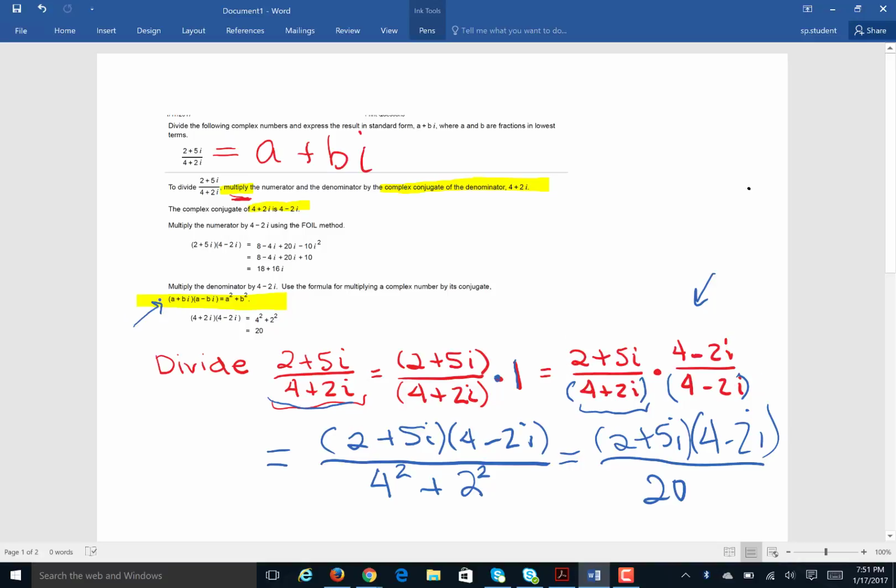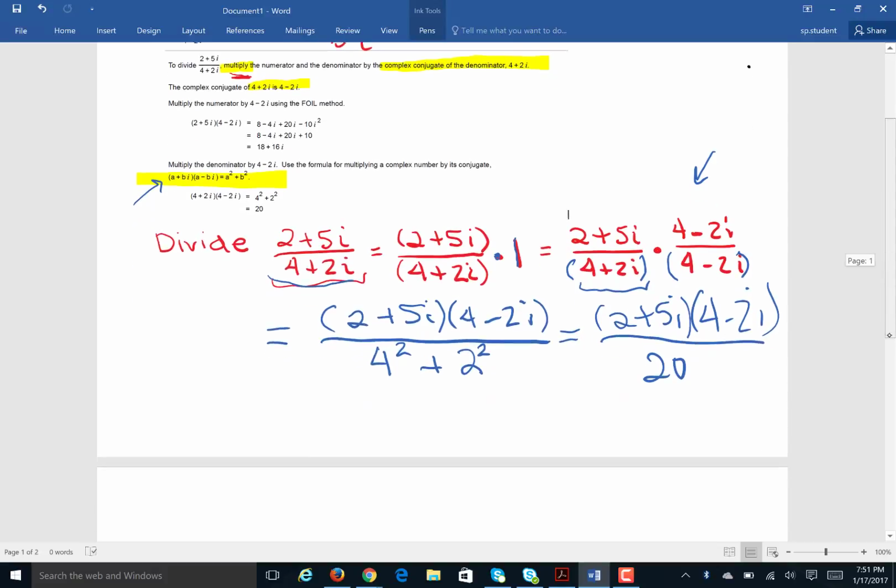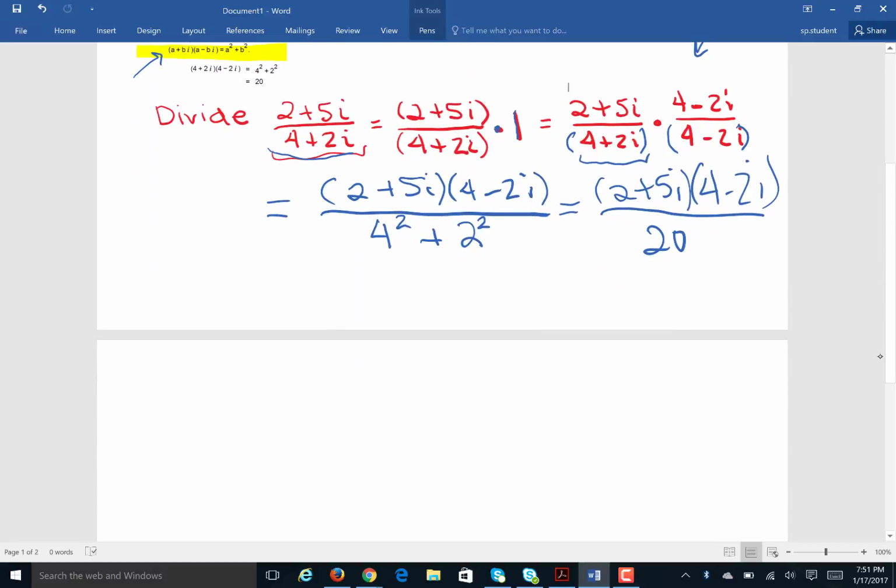And there's actually a rule there. When you multiply two complex conjugates, the result is going to be a squared plus b squared. In this problem, a is going to be 4 and b is going to be 2. So in the denominator here, we're going to have 16 plus 4, or 20. Now what we're left with is foiling the top.